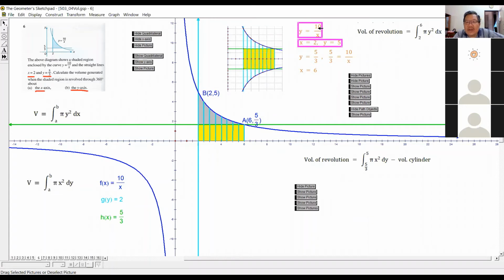I substitute it inside the curve, y equals 10 over x, and I found y equals 5. So this point is actually B. (2, 5) is B.